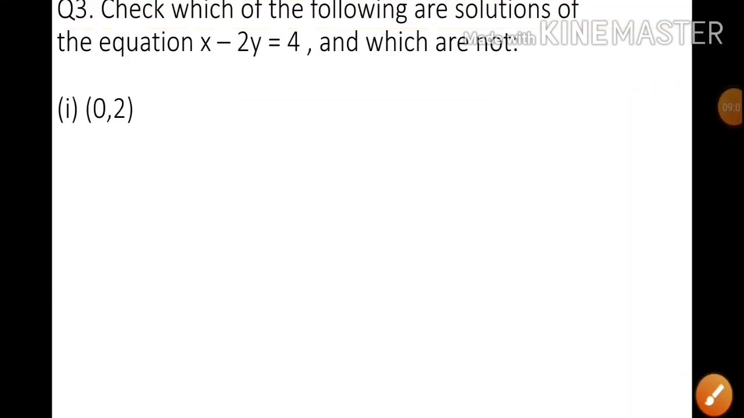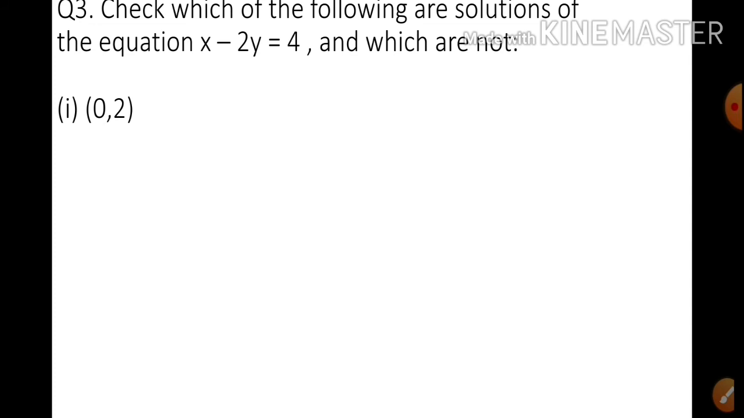Now here is your third question. The rest of the parts, if I'm not working on them, those parts are your homework. You are going to solve those parts at your home. So moving to the third question.